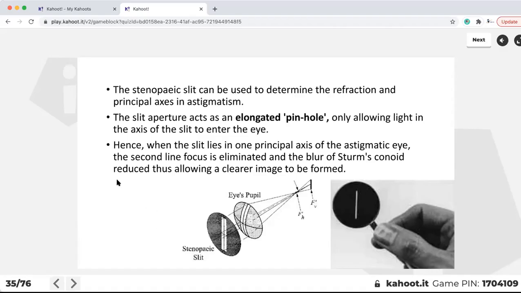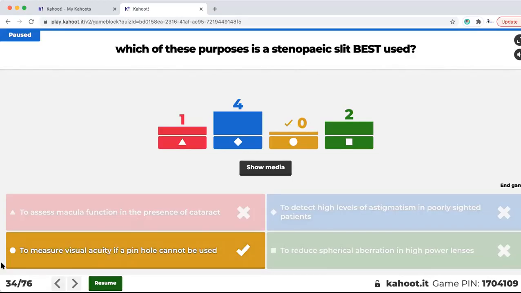So as I'm telling you, consider it like a pinhole, and you will find that this is the correct answer. So let's get back to measuring visual acuity. A pinhole cannot be used, or it can be used for astigmatism. But since the question is telling you that a pinhole is not available, or it is not very useful, can the stenopic slit be used for measuring the visual acuity in this case? Yes, it can be, because it will eliminate the blur of the conoid of Sturm and allow only the light in the principal meridian to enter the eye.